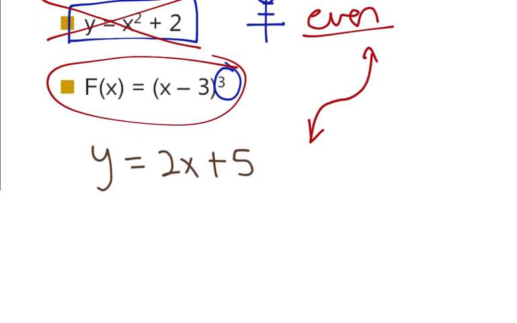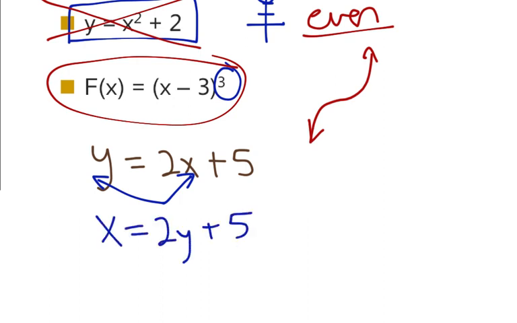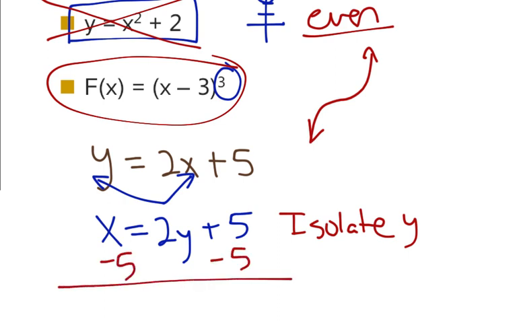So switch x and y, trade places, okay, and I write x equals 2y plus 5. And then your goal is to isolate y. Okay? So now I do that by subtracting 5. And because x and 5 are not like terms, I write x minus 5 equals 2y.